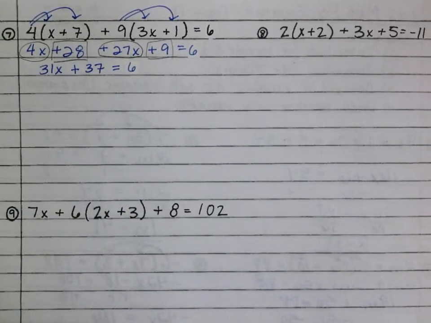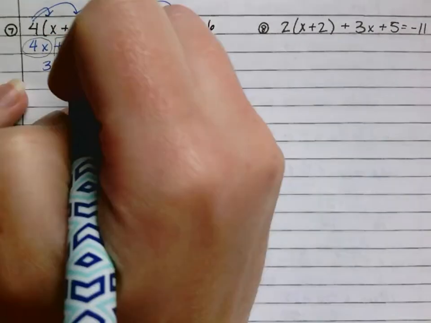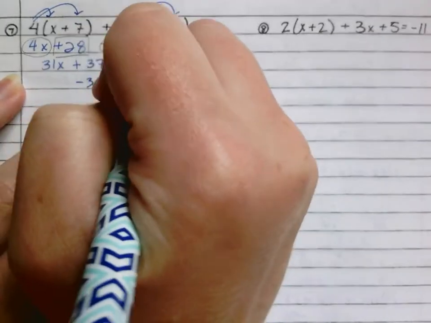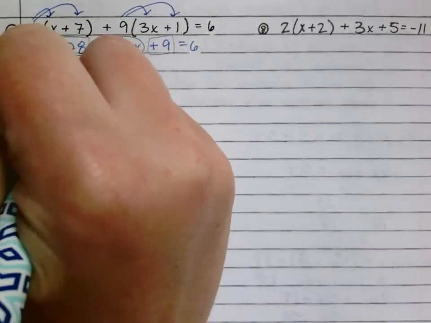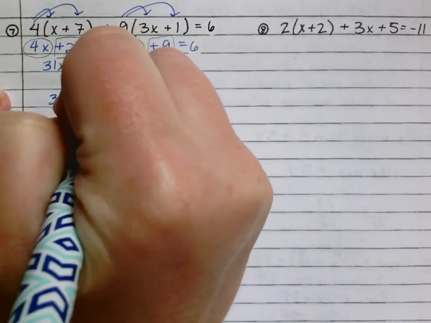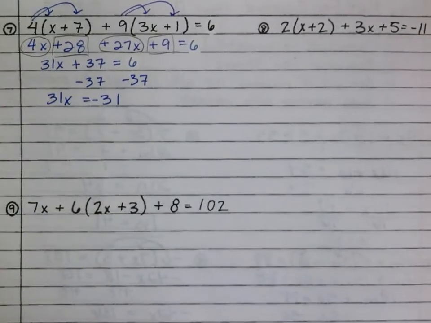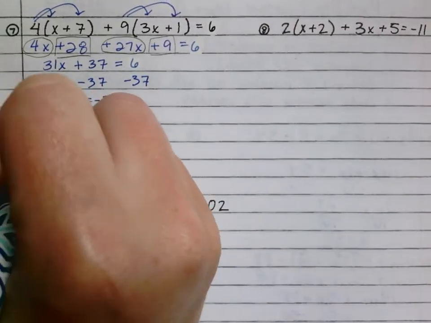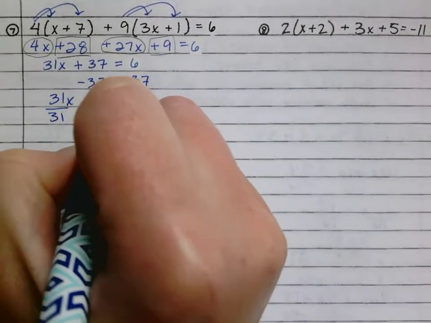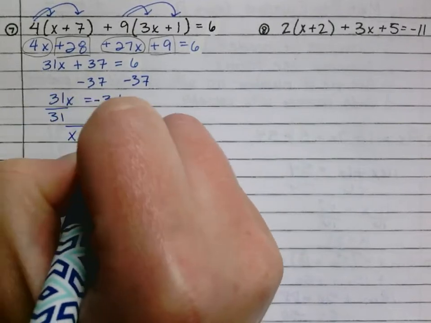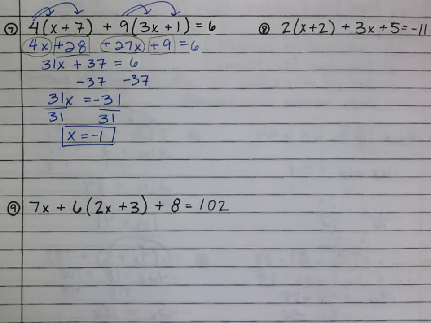Now we need to get rid of the constant, which is the number without the variable. So we're going to subtract 37 from both sides. And when I do that, I am left with a negative 31 on the other side of my equal sign. So to get x by itself, we will divide both sides by 31, and that's where we get our answer of x equals negative 1.